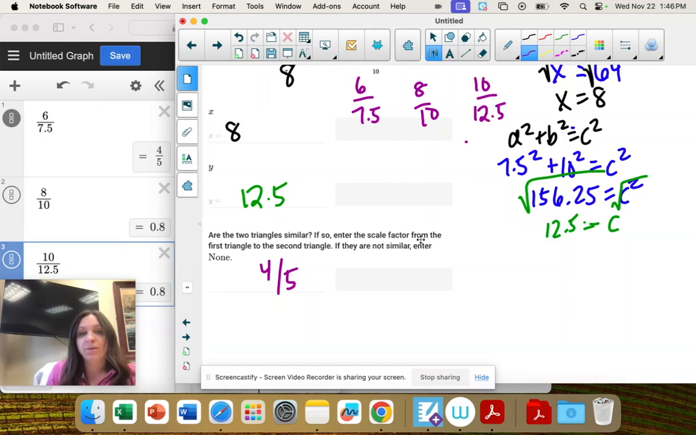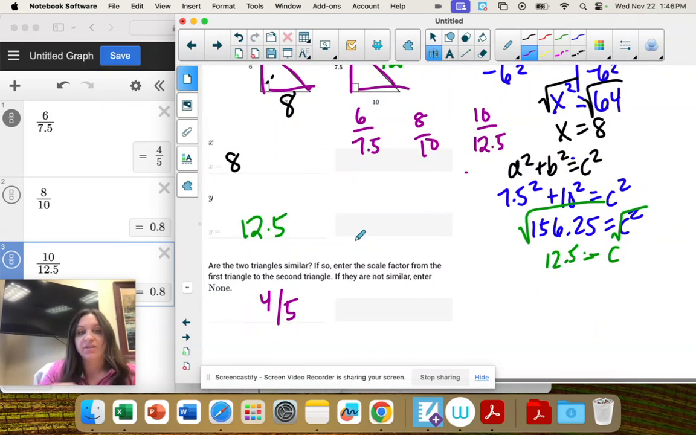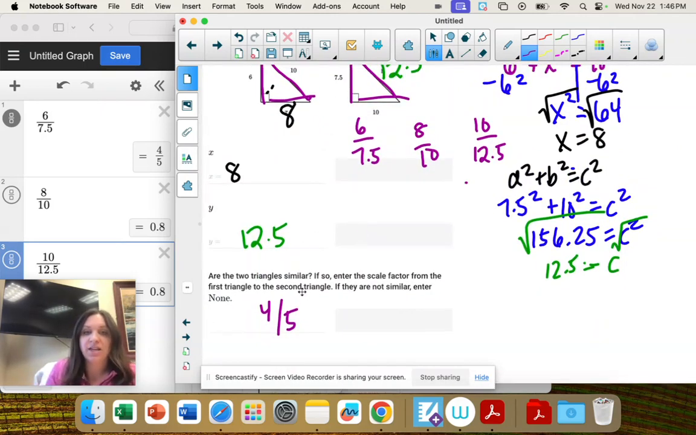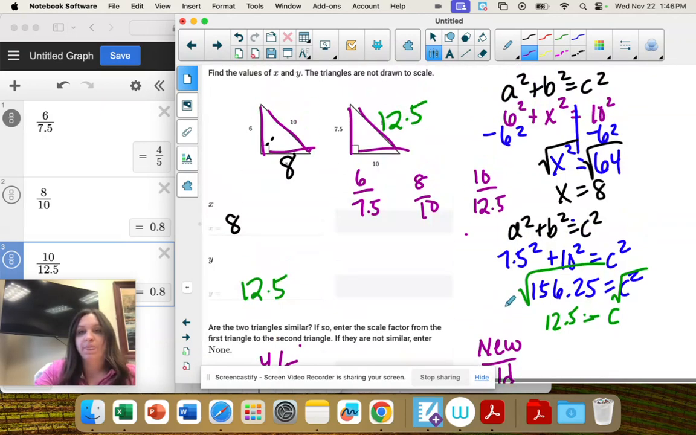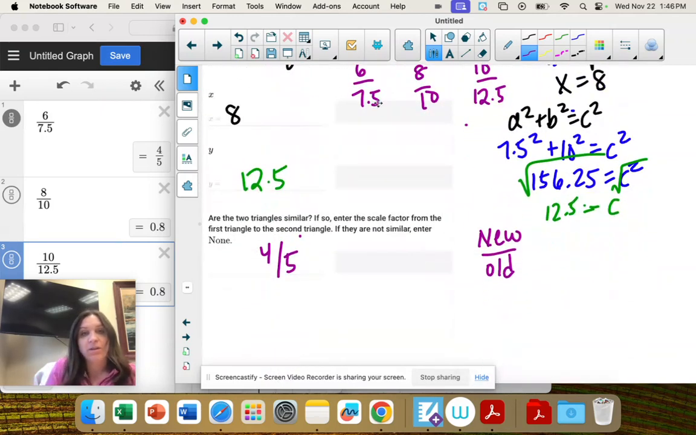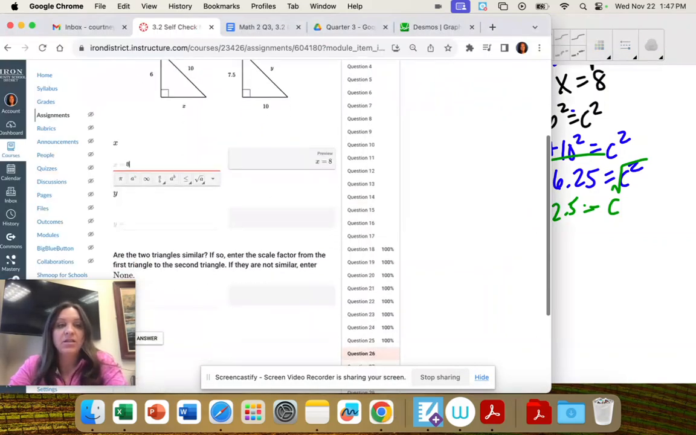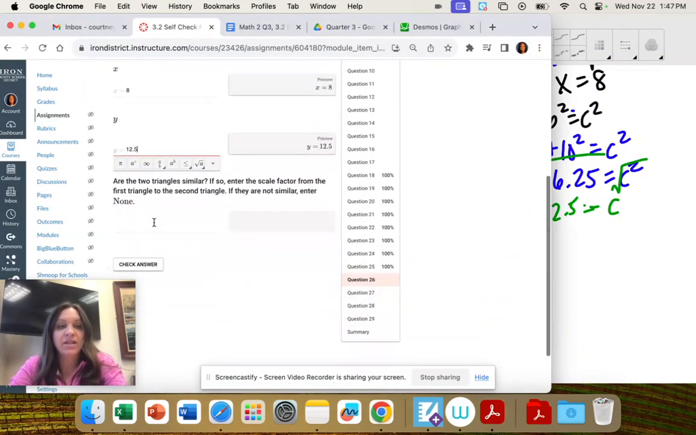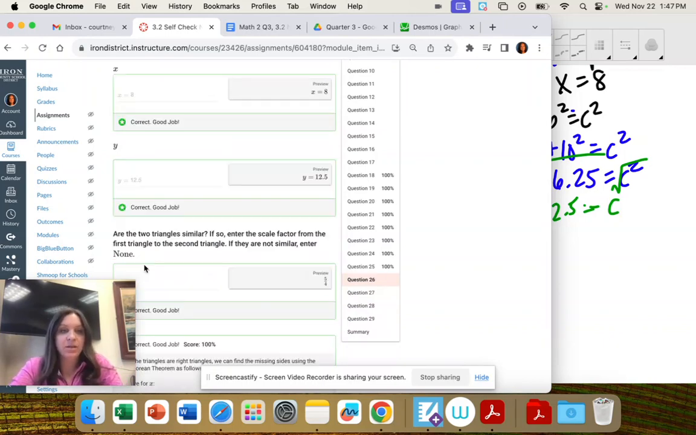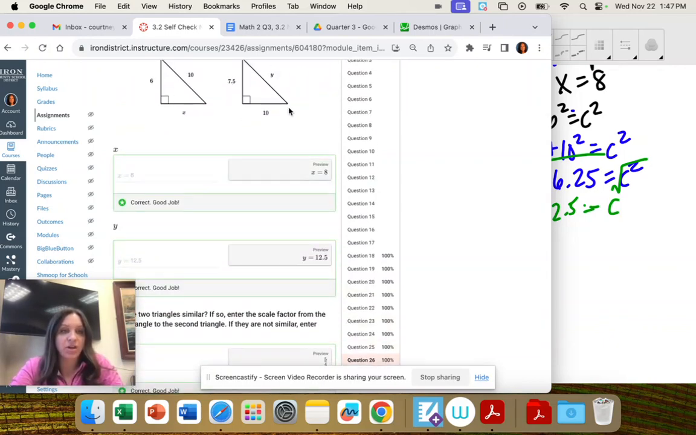Oh, from the first triangle to the second triangle. So I have to flip it. Remember, the second triangle would be my new, the first triangle would be my old, and I went the other way. I put this on top. But all I would do would flip all of those, and it's the reciprocal. So make sure you're looking at the right order when you're doing this. So 8, 12.5, and then it's 5/4 because I'm going to this triangle as my new one.